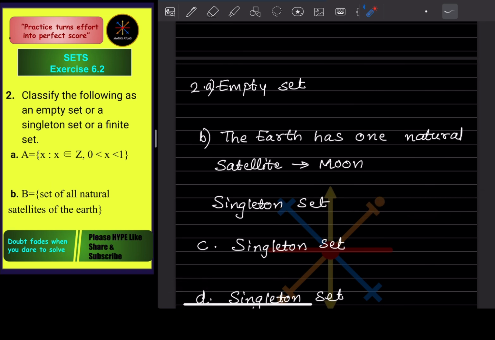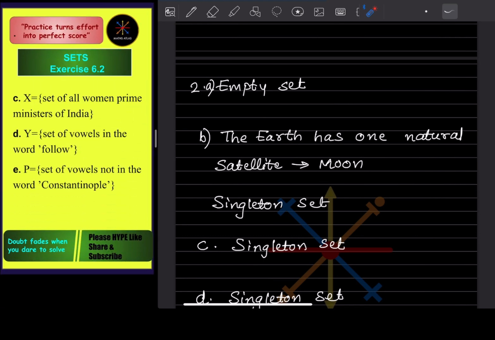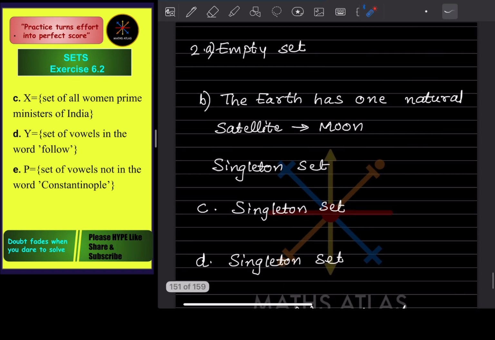B, set of all natural satellites of the Earth. Earth has only one natural satellite, that is the Moon. So that is going to be a singleton set. C, X is equal to the set of all women prime ministers of India. This is a singleton set, because there is only one woman prime minister, and that was Indira Gandhi. So that will be a singleton set.